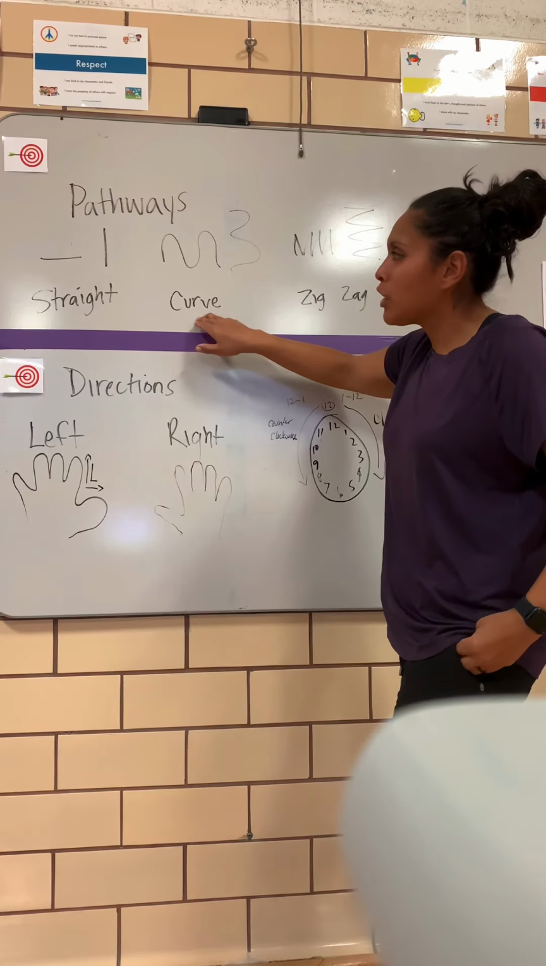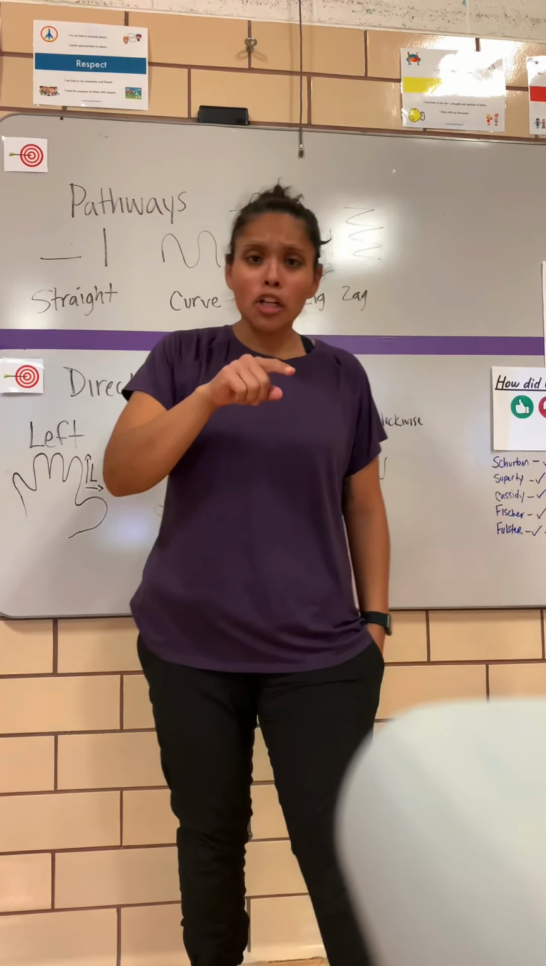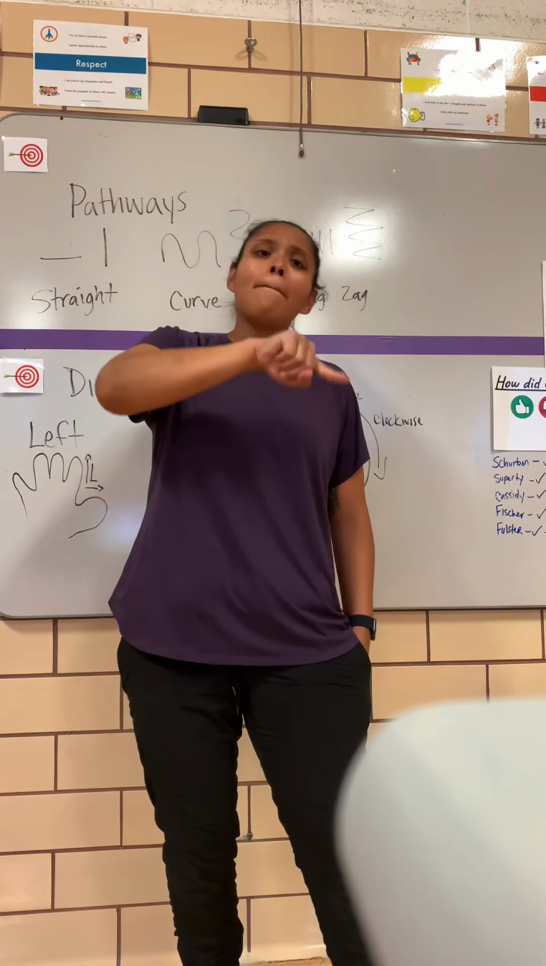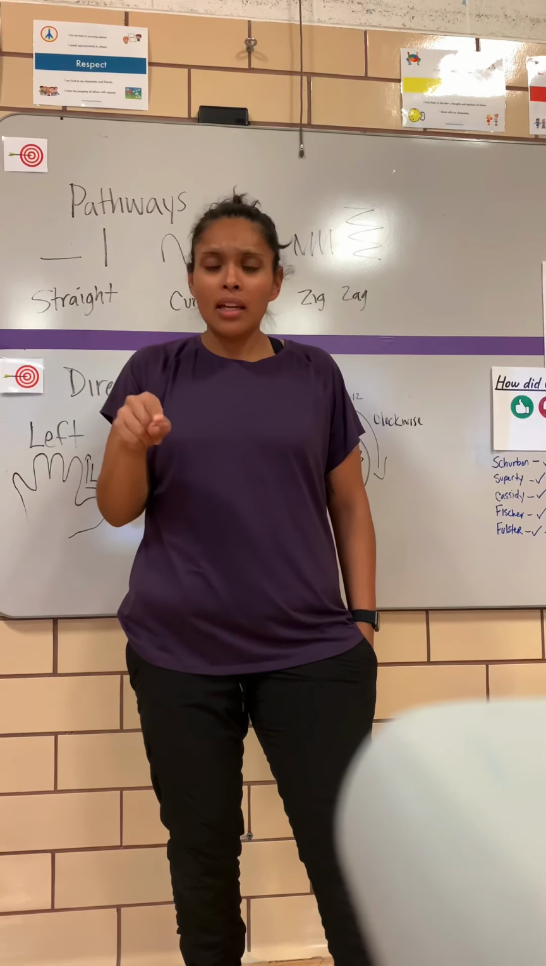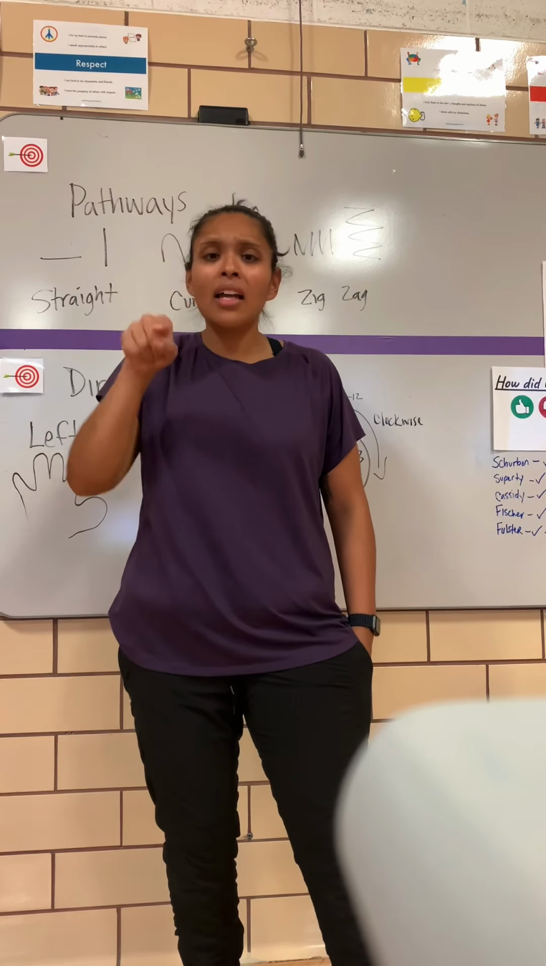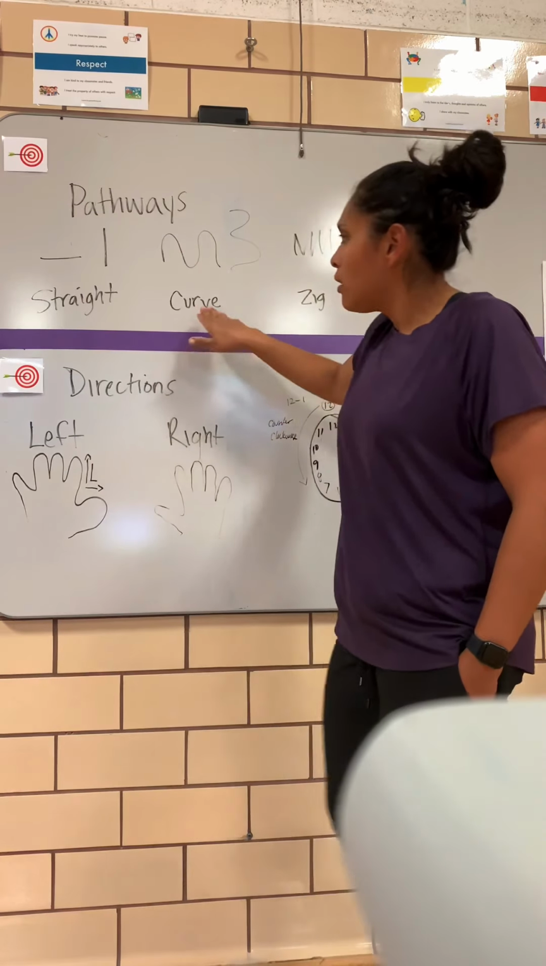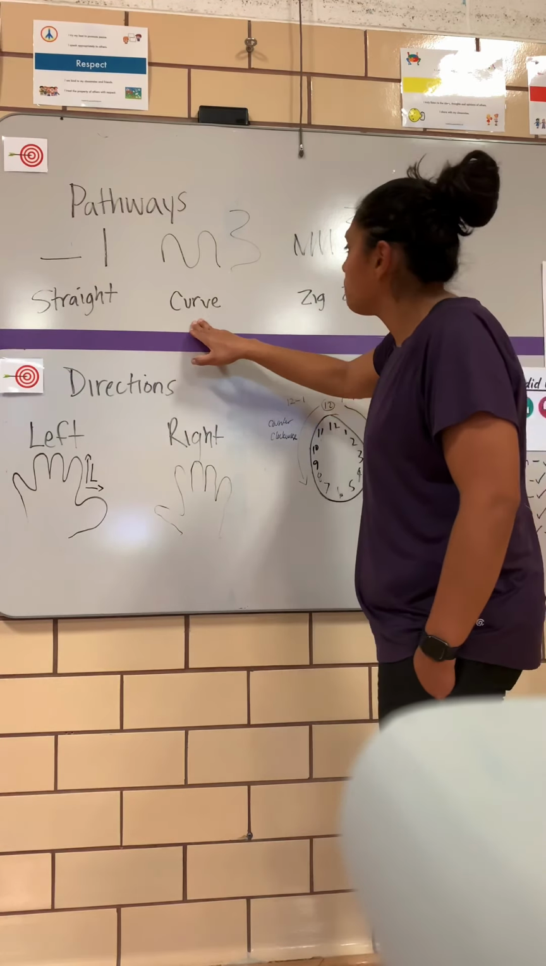Pathway number 2 is a curve, okay? Curves have big humps. I want you to follow me. Let's do it together. Big humps, okay? It can be side to side or up and down, okay? That is a curved pathway, okay?